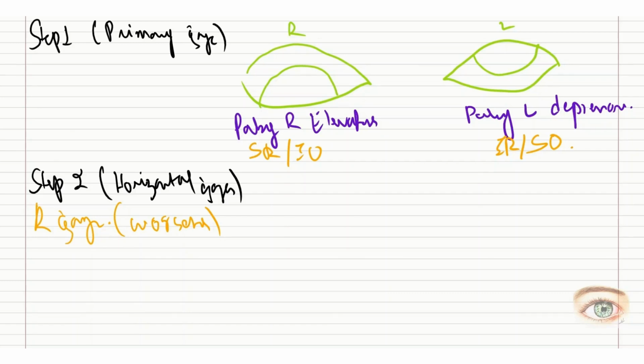This is the right gaze, and in the right gaze, the deviation actually worsens, right? Now, we know that on the medial side, we have oblique muscles, and on the lateral side, we have rectus muscles, right?